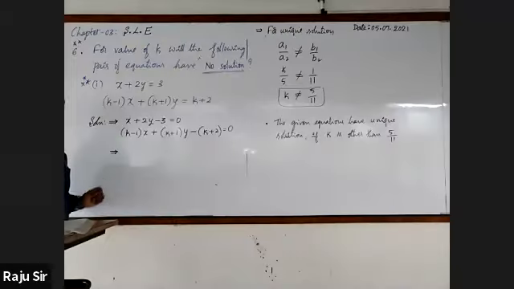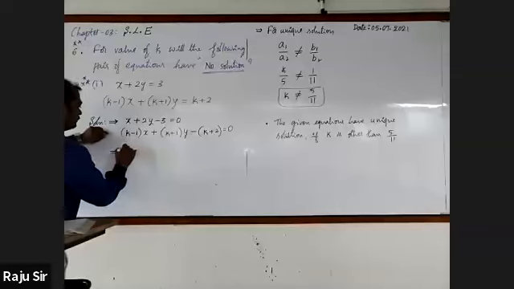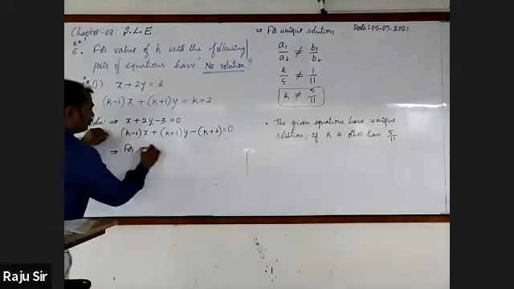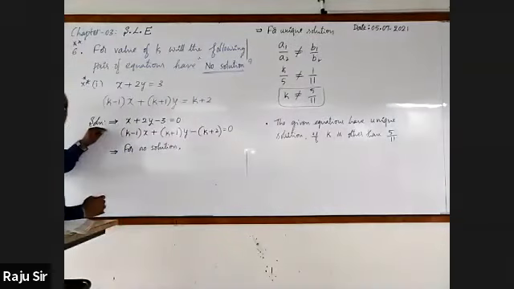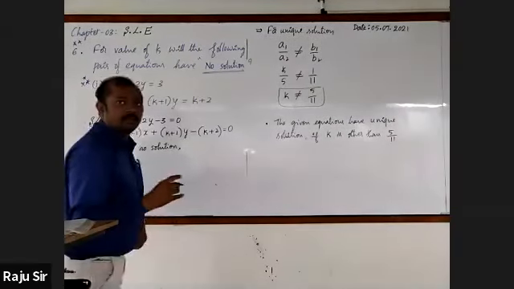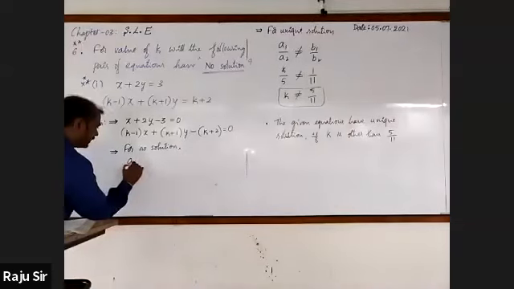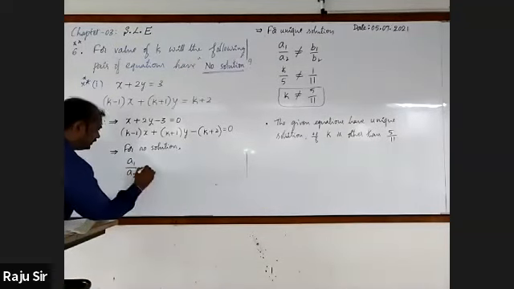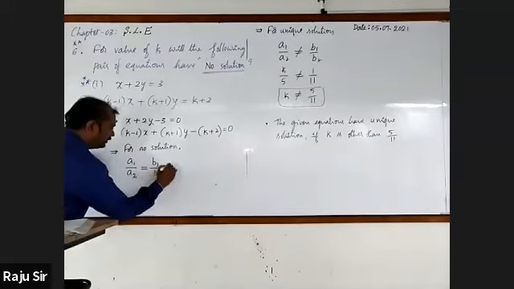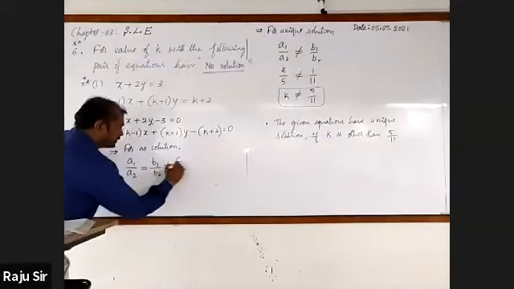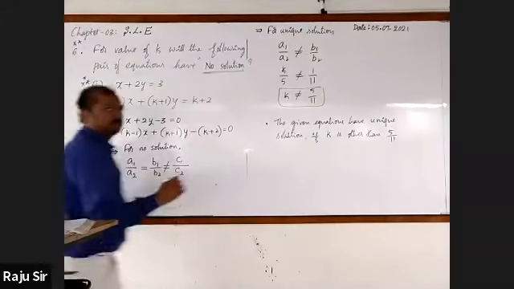Write along with me. For no solution, we have a condition for no solution. It is A1 by A2 is equal to B1 by B2 is not equal to C1 by C2.